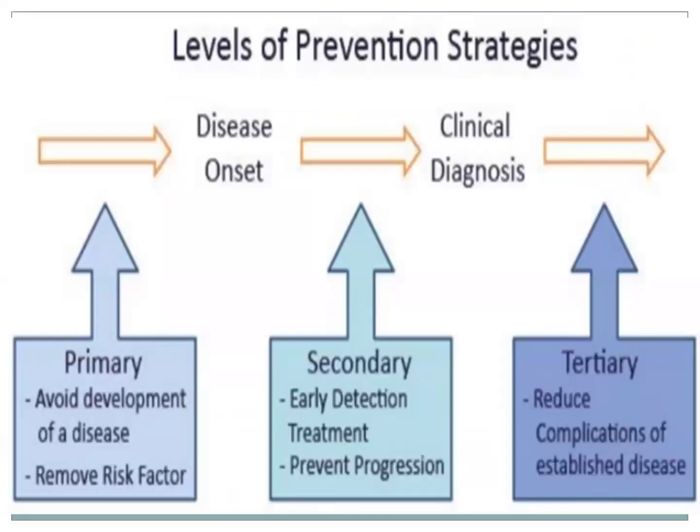So what are the levels of preventive strategies? There are three: primary prevention, secondary prevention, and tertiary prevention. Primary prevention is in which we avoid the development of disease by removing risk factors. The secondary prevention includes early detection through screening and the treatment of disease to prevent progression. And tertiary includes reduction in complications of established disease.